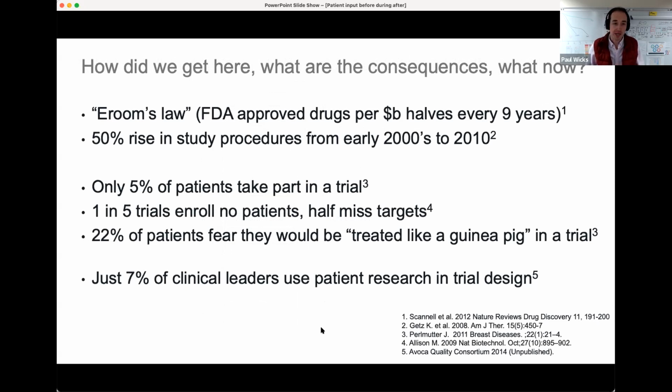As a result, perhaps it's sad, but not that surprising, that a very small percentage of people actually take part in trials, that far too many trials enroll no participants whatsoever, and that about half are missing targets. As you are an audience who wants to improve your practice in clinical trials, I imagine your studies are quite well run, but more broadly, a lot of participants do worry that they're not treated very well in a trial.